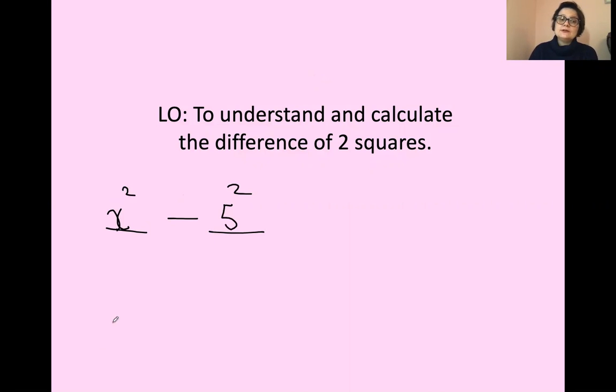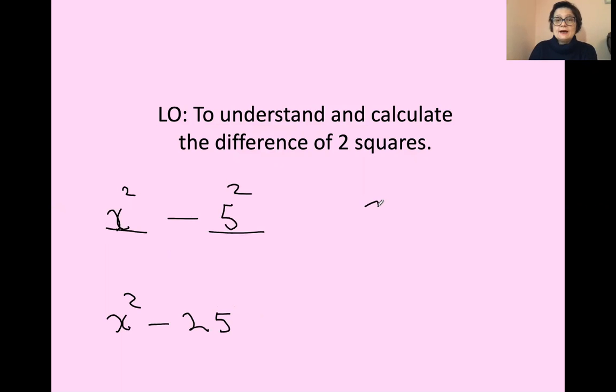Or it could have been expressed as x to the power of 2 minus 25. Can you see? So the first one is the difference of two squares. X to the power of 2 is the square of x and 5 to the power of 2 is a square of 5. It could be written like this, where 25 actually is the answer to 5 to the power of 2. So this is still a difference of two squares. Or it could be written like this.